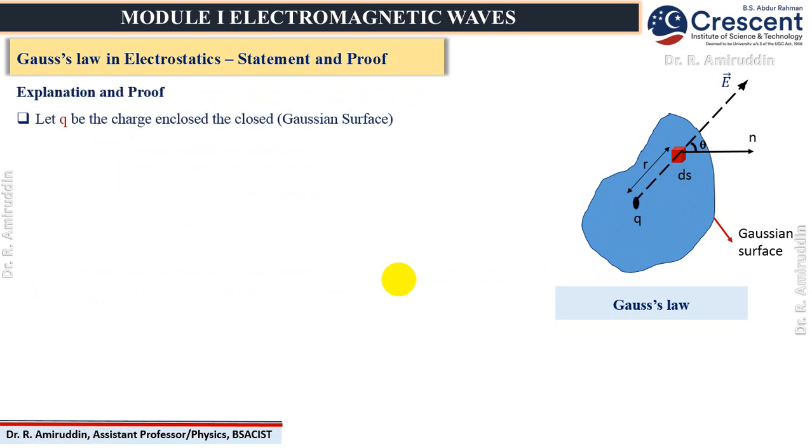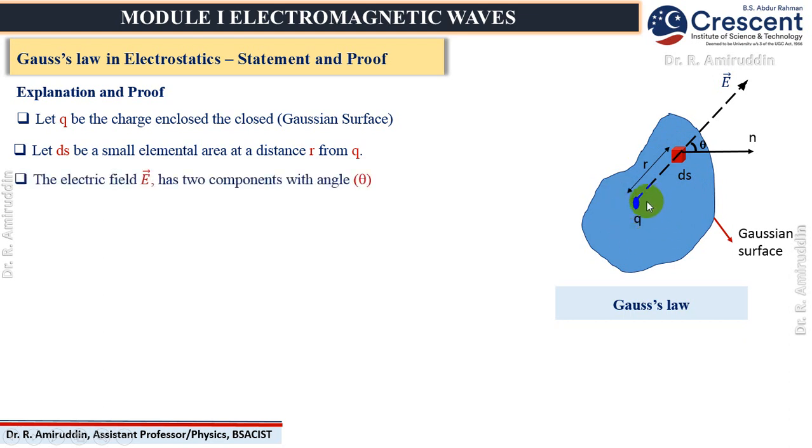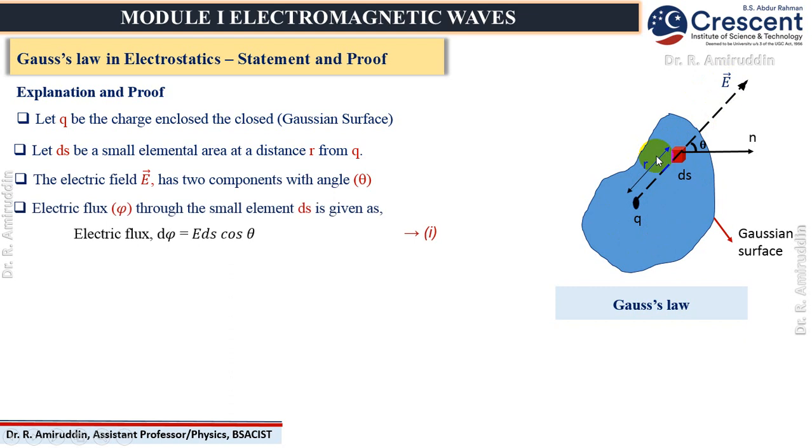Let us further explain the concept related to Gauss law. We will shortly review what we have discussed so far. Let Q be the charge enclosed within the Gaussian surface, and ds be the small element area at a distance r from the charge Q, and electric field capital E is the applied electric field, which has two components inclined with angle theta. We have seen the electric flux phi through the small element ds is given as d phi equals E ds cos theta. Let us consider this as equation number 1.